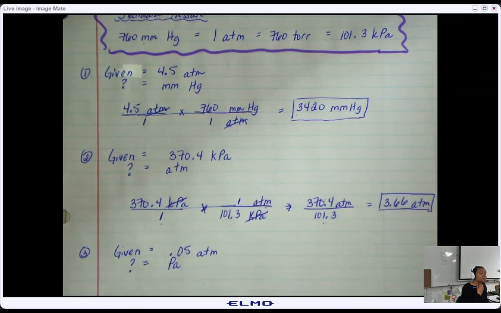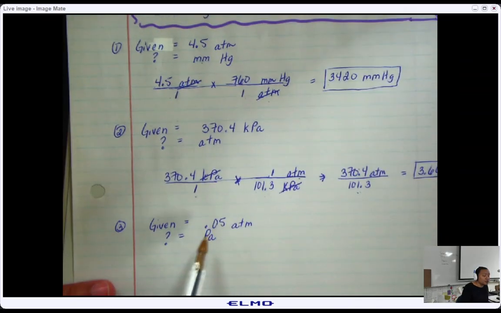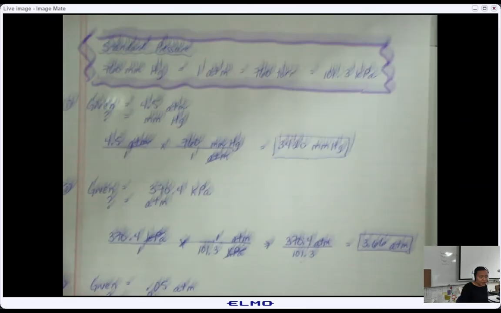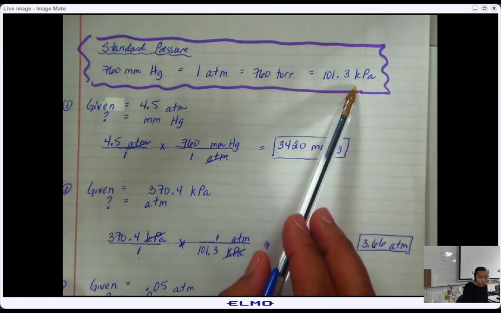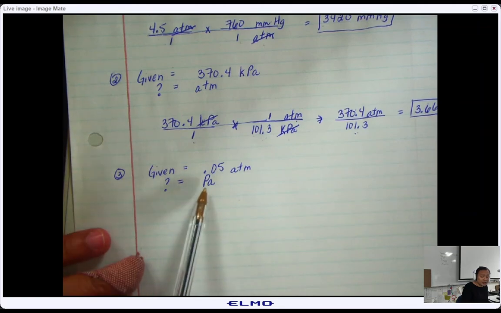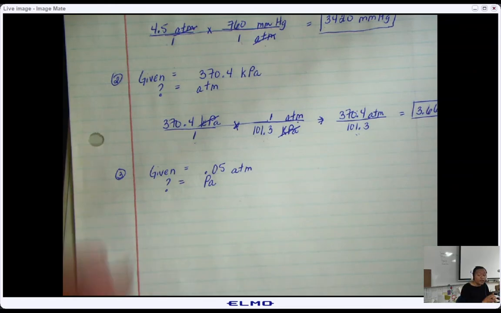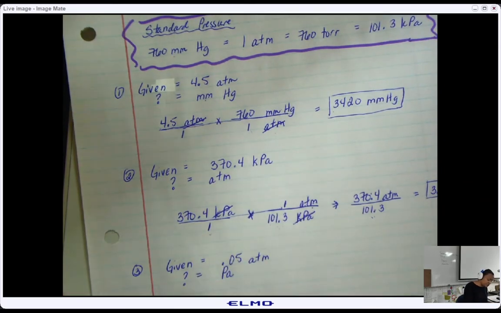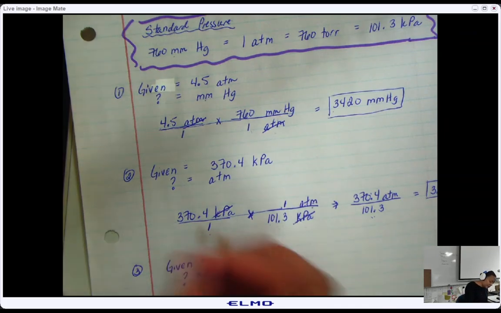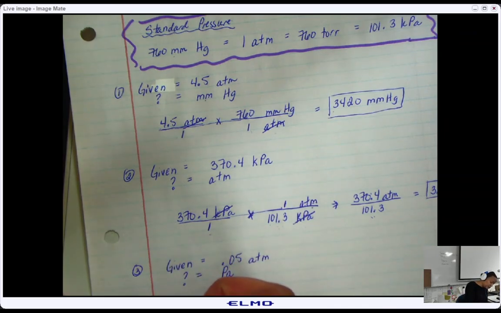Okay? All right, now, this one's a little bit different. This one says your given is 0.05 atmospheres, and it's looking for Pa, it's looking for pascals. We have kilopascals here, and this is looking for pascals, so that's a little bit different, okay? So when you are converting, think about your metric system. I'm just gonna draw out the metric system for meter, okay? The way that this conversion goes, in the metric system, you have kilo.